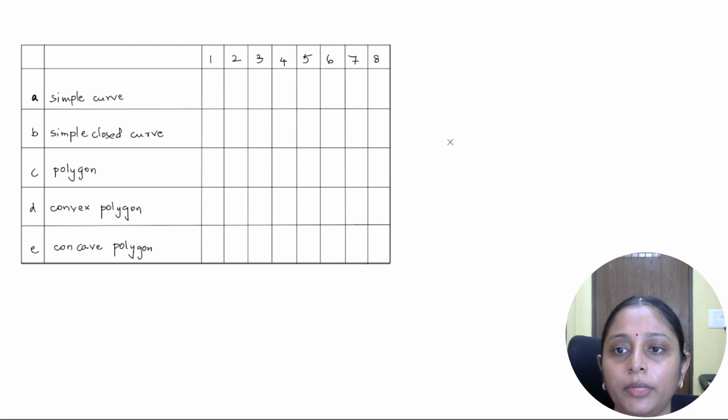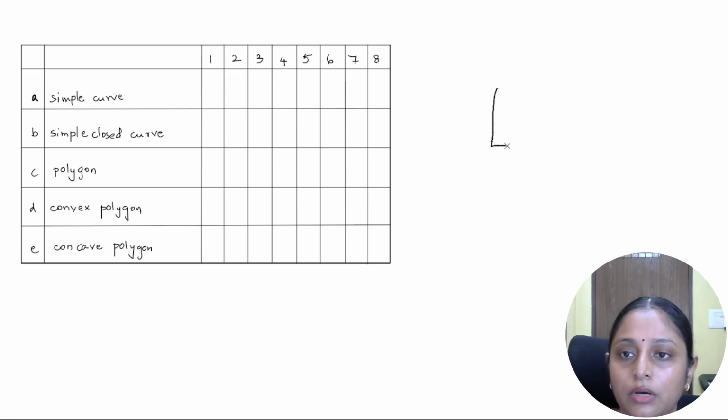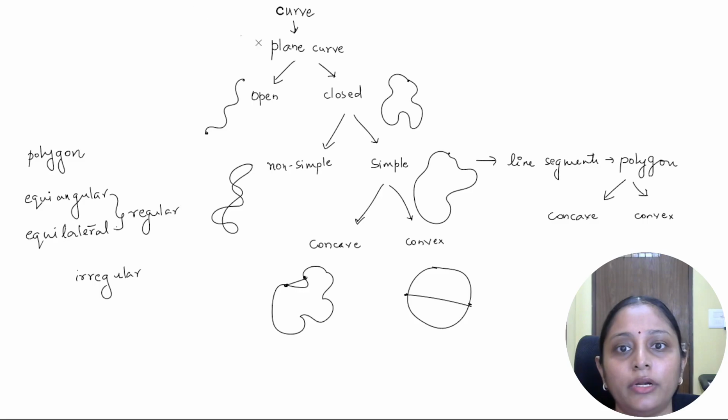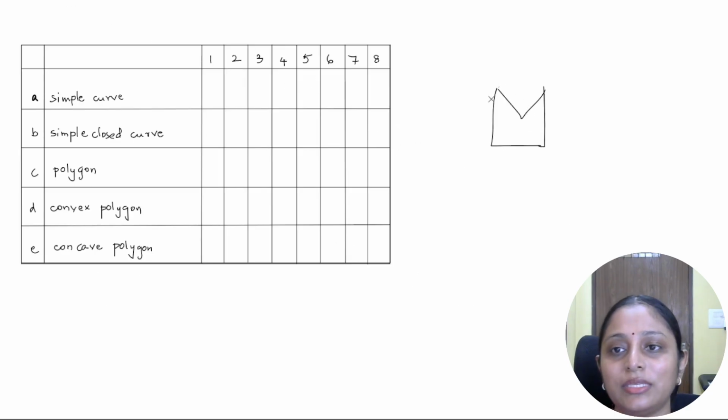Okay, so let me draw the first figure here for you. So this is how it looks like. This is my first figure, right? So is this a simple curve? What do we mean by a simple curve? It does not cross itself, right? That is a simple curve. As you can see here, we have already defined a simple curve does not cross itself. So here you will see that this is definitely a simple curve, okay?